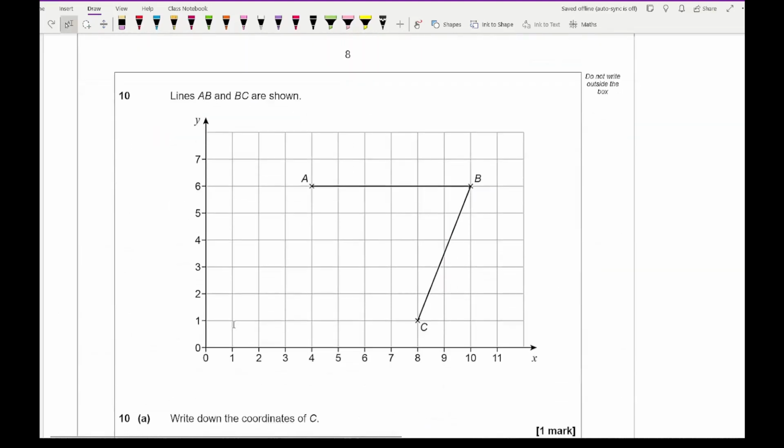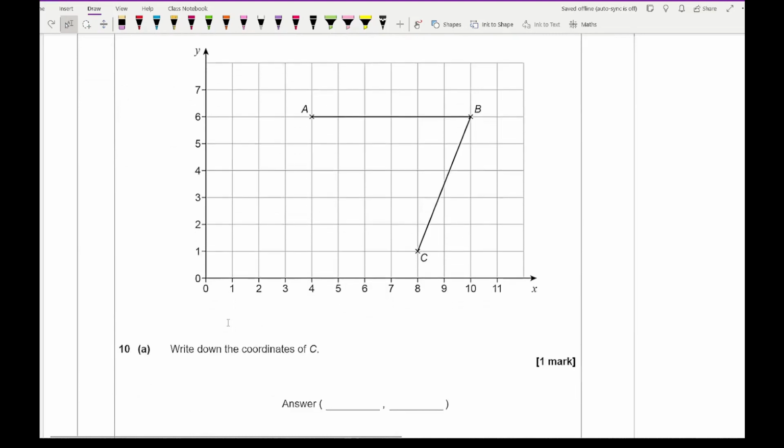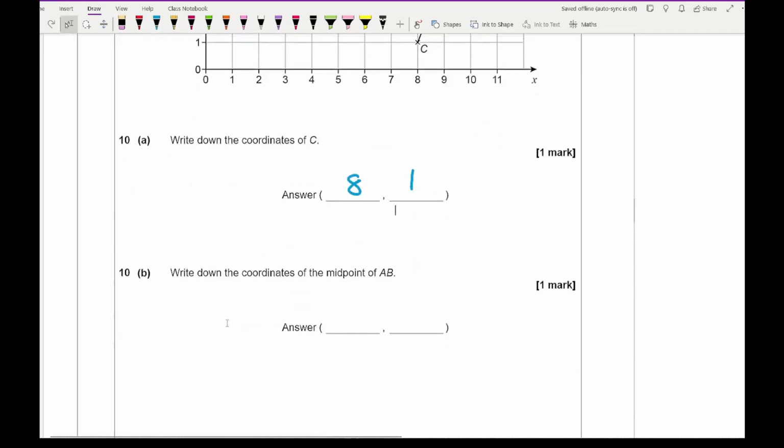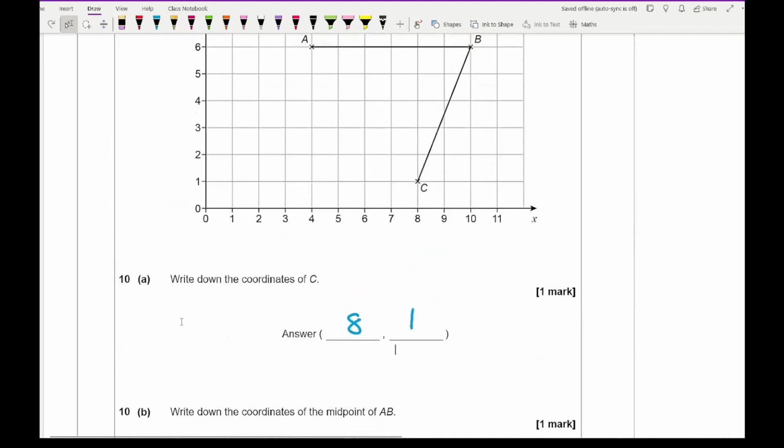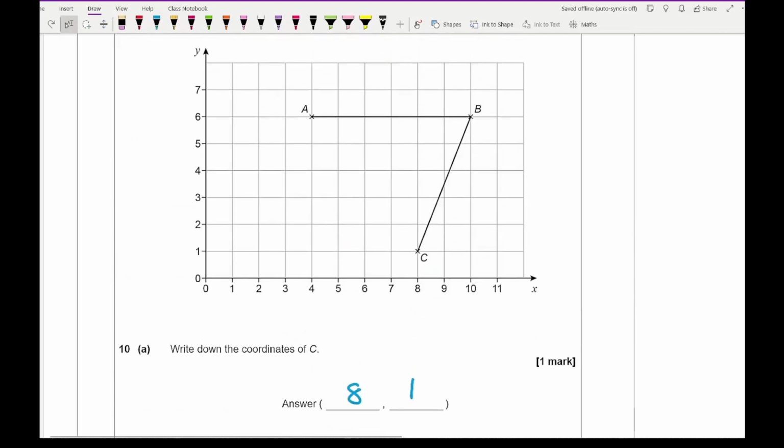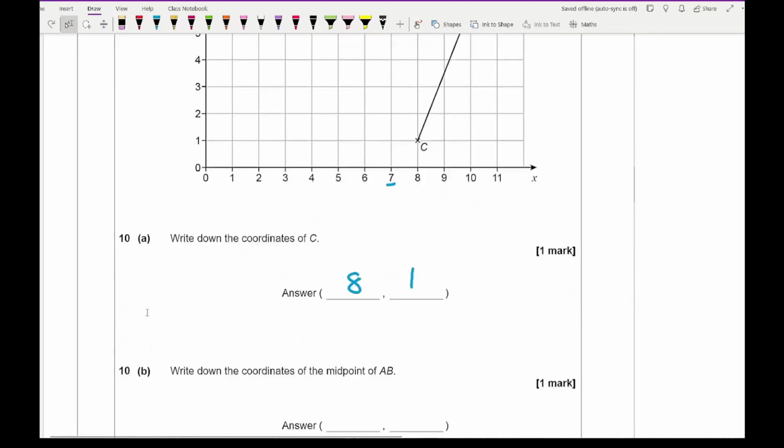Then moving on to question 10, it says lines A and B are shown, and for part a it says write down the coordinates of C. So for C we've got to go using the X ordinate first, that's 8, and then the Y ordinate, which is 1. We then move on to question 10b, which says write down the coordinates of the midpoint of AB. Well, the midpoint of AB is this point here, so going across the X values first, that's 7, and it's going to be 7, 6.